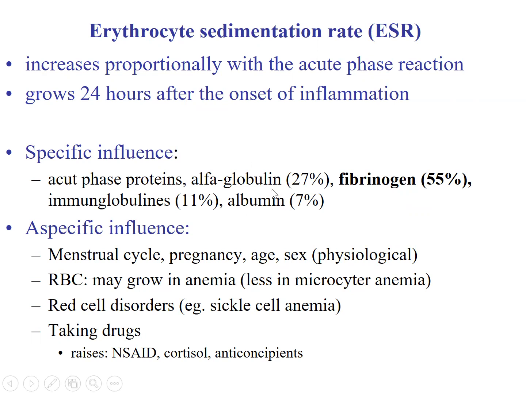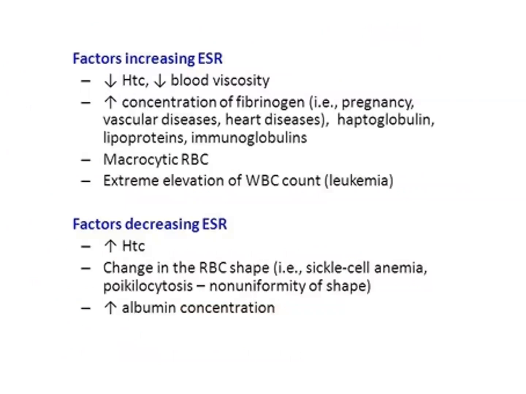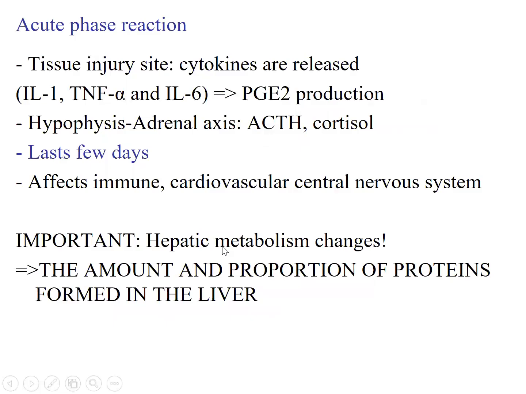Many other components in the blood have a specific influence on this rate, and many other specific parameters can change the count of this parameter. So here you can read some examples. So maybe red cell disorders or anemia, or if the patient had been taking some different drugs. And in this next slide, I try to summarize factors increasing ESR and factors decreasing ESR.